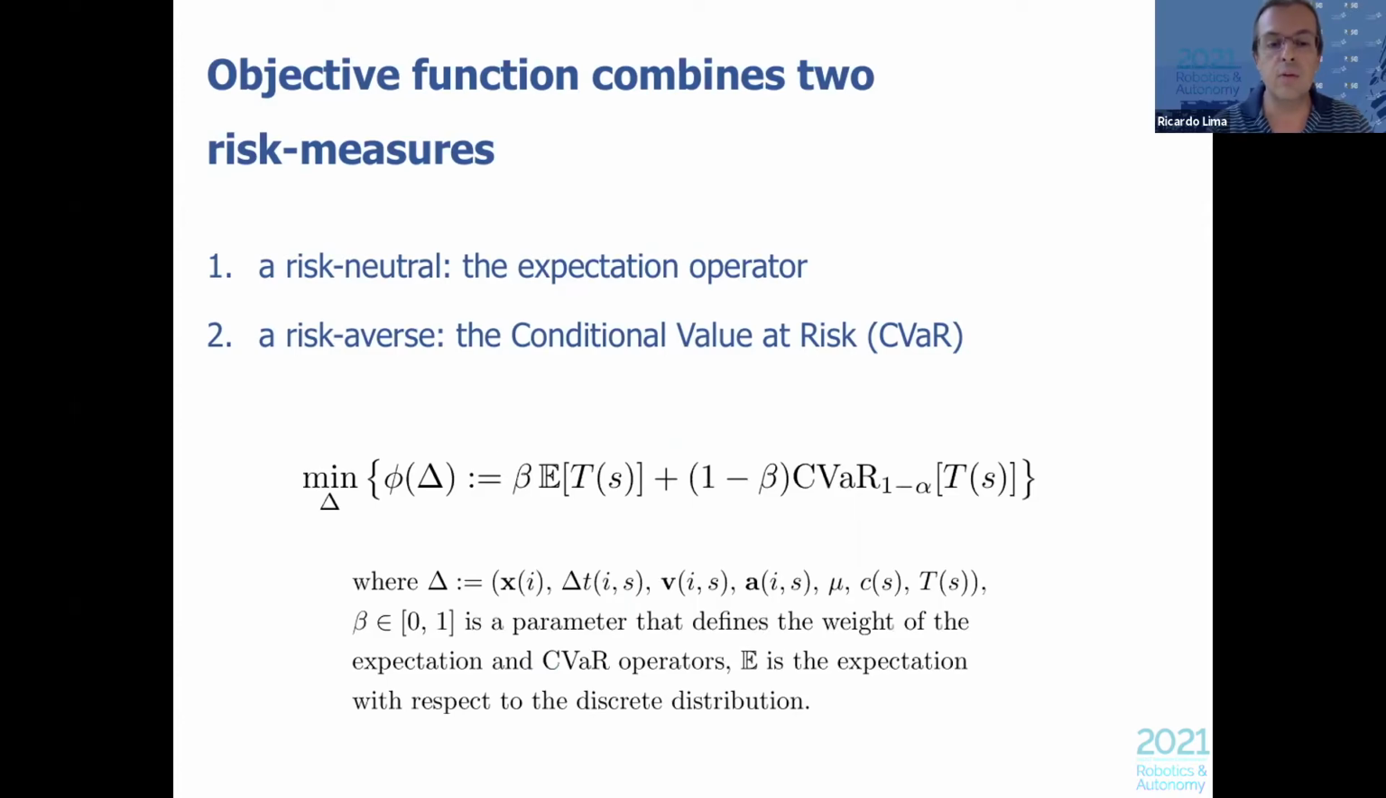Because in the objective function, what we do is we create an objective function that is a combination of the expectation of the travel time and the conditional value at risk, weighted by this beta factor. So if we set a beta value equal to 1, then we are minimizing only the expected time. If we set beta equal to 0, then we are minimizing only the CVaR.